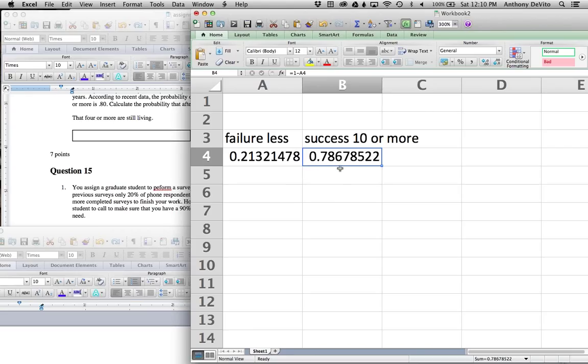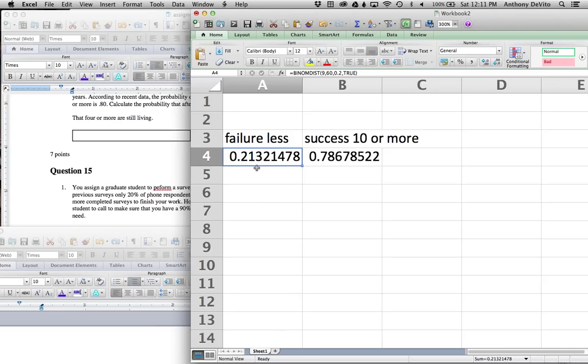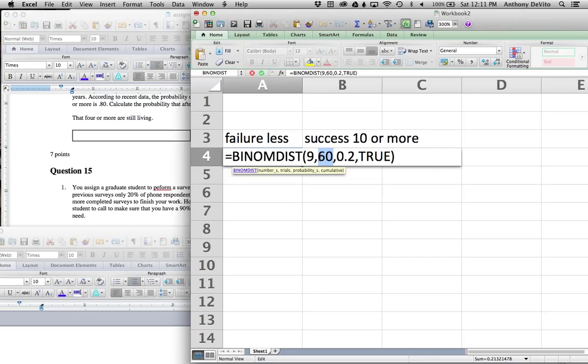So now what I need to know is, what do I have to do to change this number to a 90% chance of success of getting 10? The way I need to do that is to reduce this to the point where the chance of failure is less than 10%. Because I know if this is less than 10%, 1 minus that is automatically going to be 90%. So I'm going to click in here, and I know if I increase the number of trials, I will have a lower chance of failing.